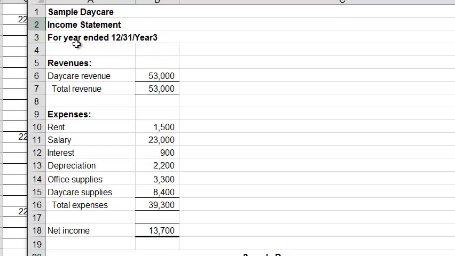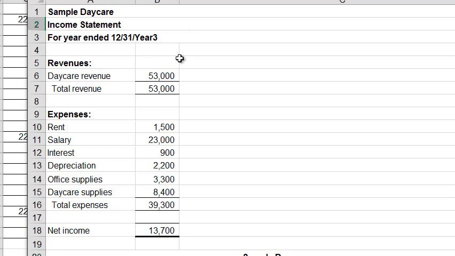An income statement is showing you the results of operations for a particular period of time. In order for the information on the income statement to have any meaning, readers need to know what the period of time was. Is this net income for a week, for a month, for a year? So the dating is very important. This is Sample Daycare's income statement for a year. It happened to be the year ended 12/31 year 3.